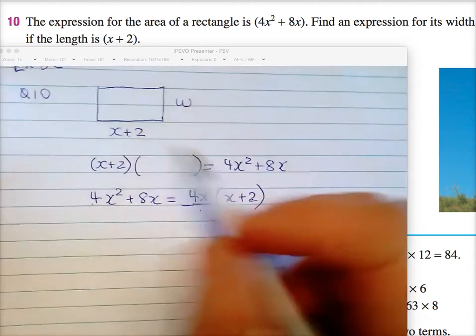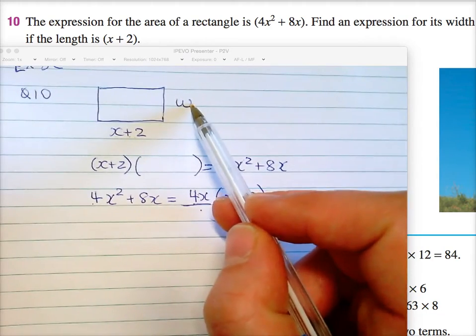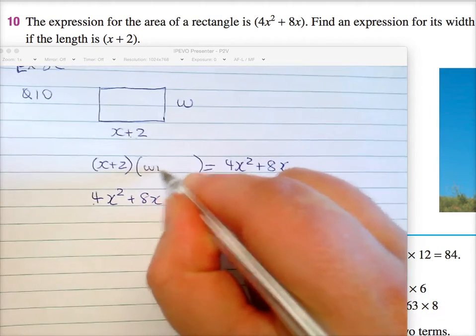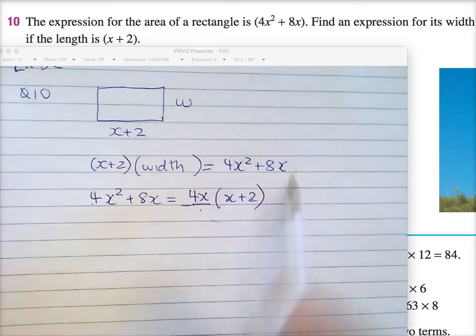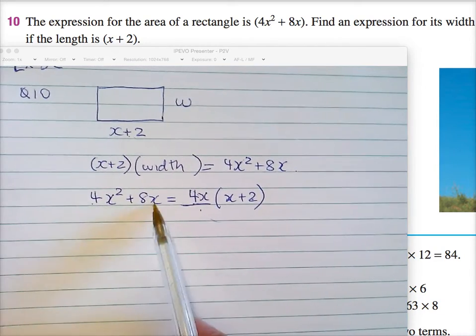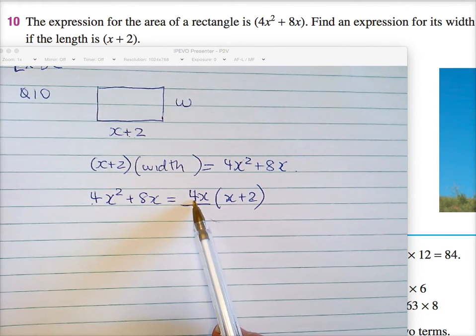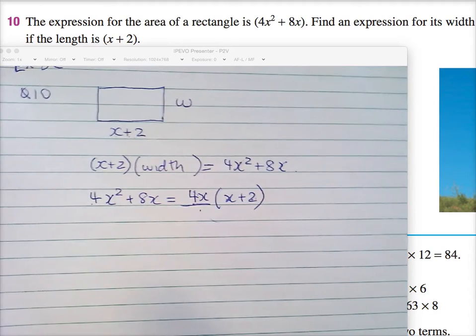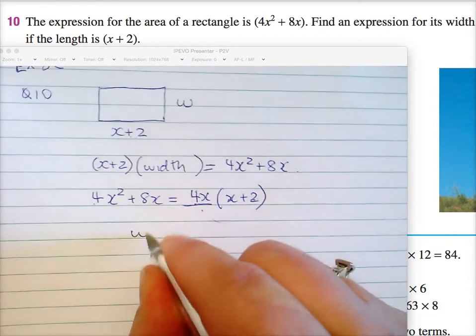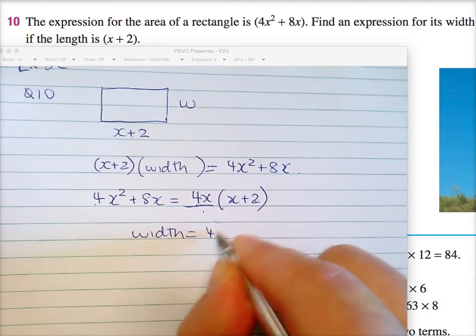So x plus 2 times whatever the width is, I'm just going to put width here, is that. So I've written it again. There's the area equals something times that length. Just trying to work out the missing expression. It would be 4x squared plus 8x. So you need 4x out the front there. So therefore the width is 4x.